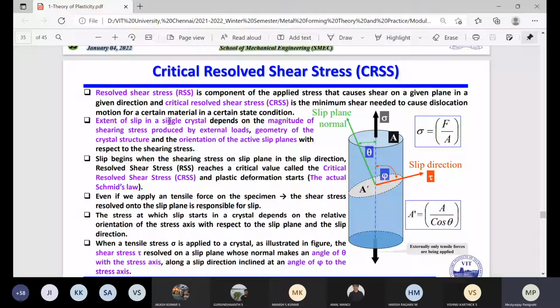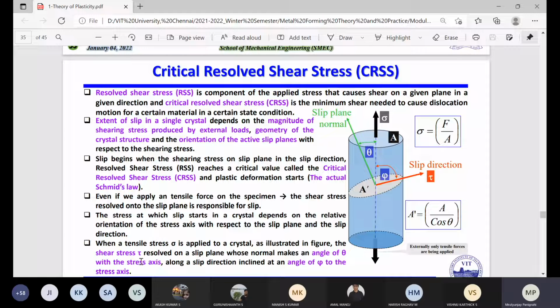And what is the CRSS? The critical resolved shear stress is the minimum shear needed. If you are giving the minimum shear and it can move or create a dislocation there, this is known as the critical resolved shear stress. If you see the schematic diagram here, you have the stress you are giving on the top, and this is the slip plane. Normally we think about A dash as the slip plane, stress is force by area, and this is the slip direction. The angle the stress axis makes with the slip direction is phi, and the angle with the slip plane normal is theta.